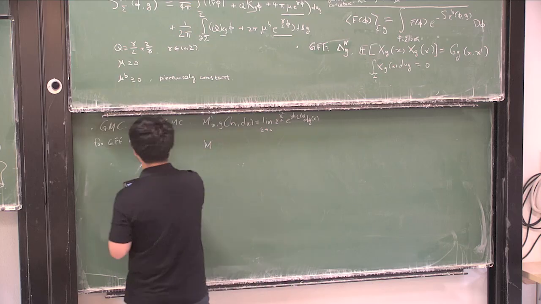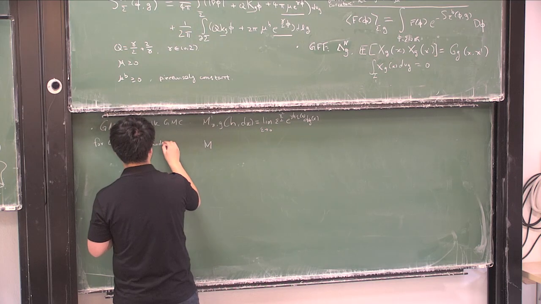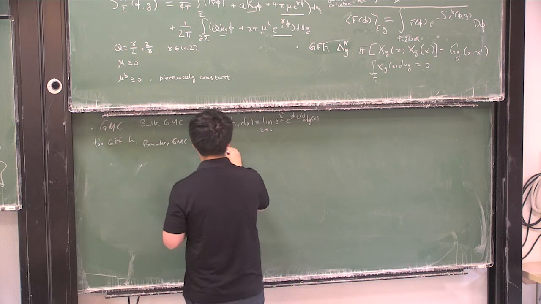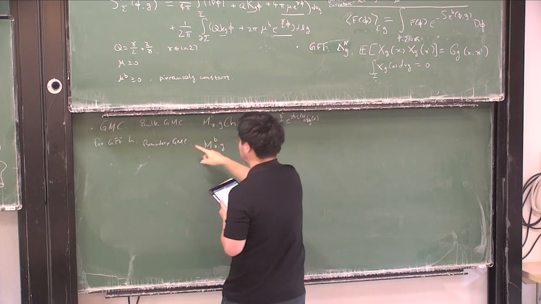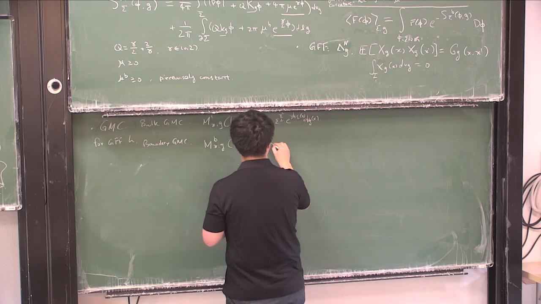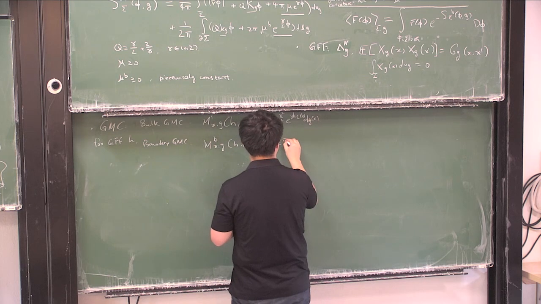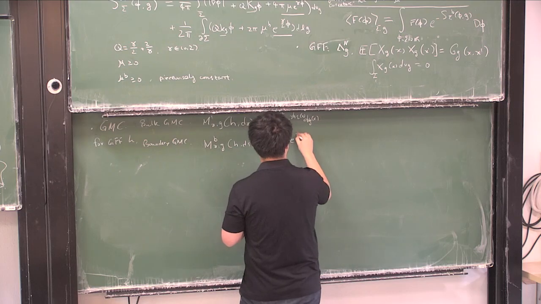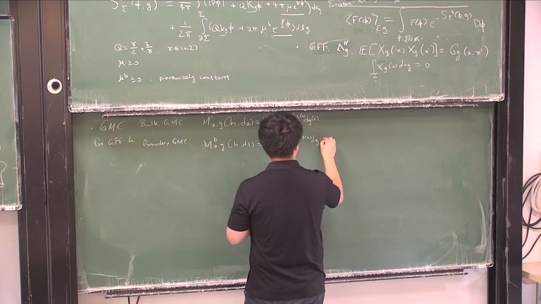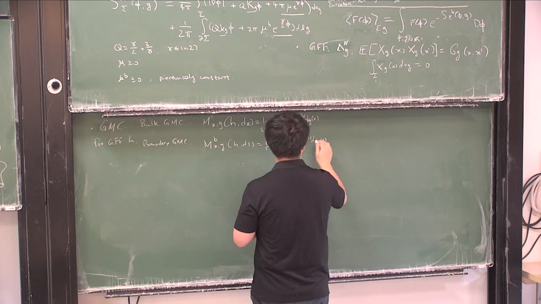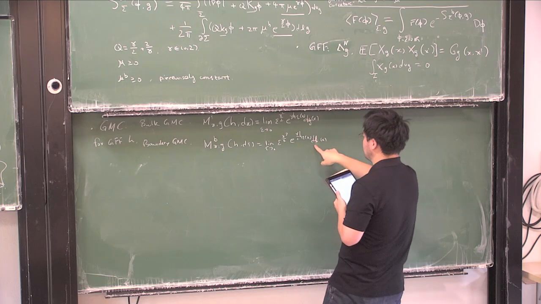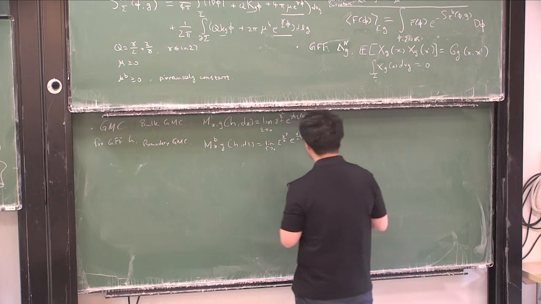And the boundary GMC measure. I use P here, meaning boundary. Here, this is the volume form induced by the metric, and this is the boundary measure.